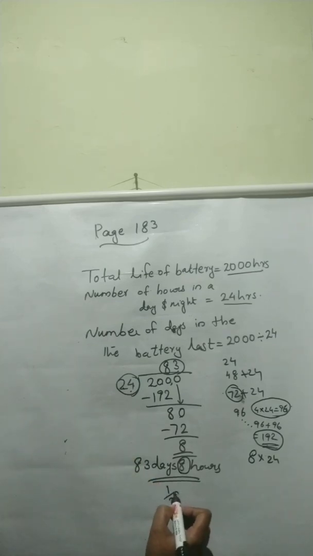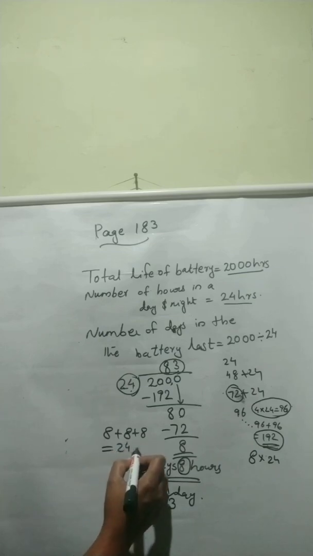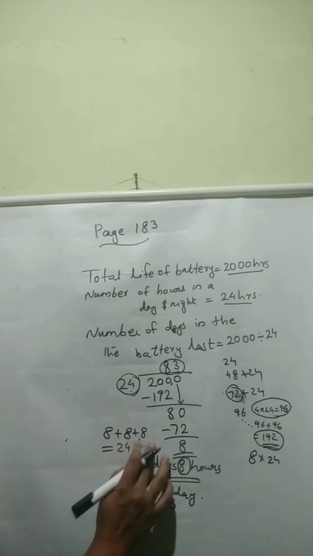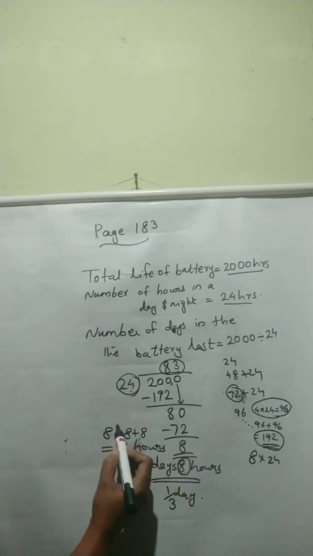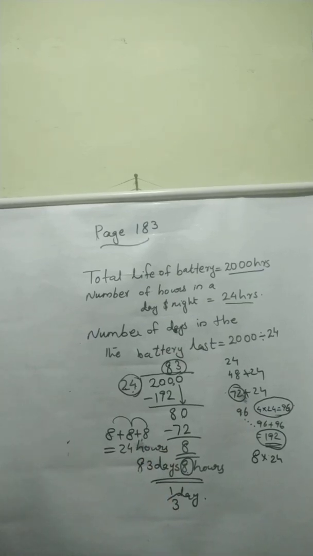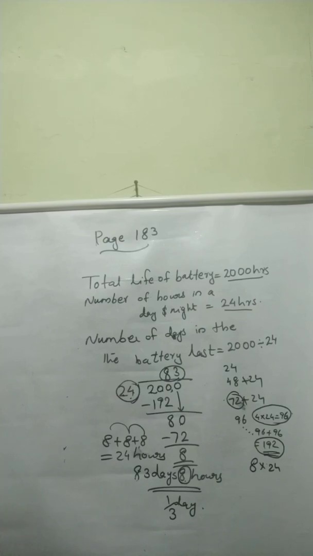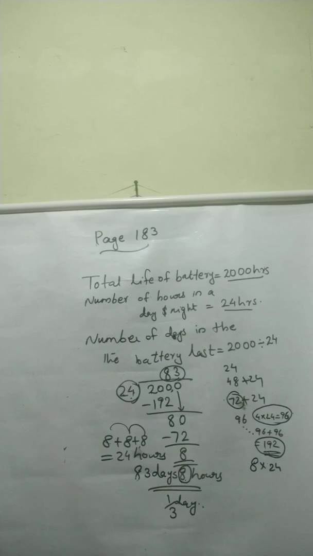1/3 of the day. That is 8 plus 8 plus 8, that is 24. We know 24 hours will be 1 day. So 8 plus 8 is 16, 16 plus 8 is 24. So now we can say 83 days and 1/3 day, or 83 days and 8 hours. 8 hours will be 1/3 of 1 day.